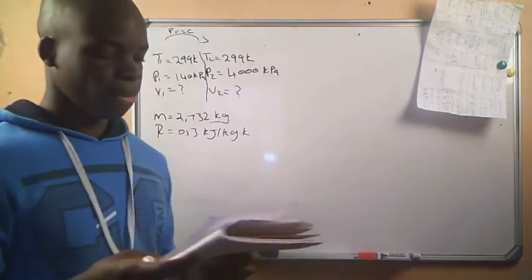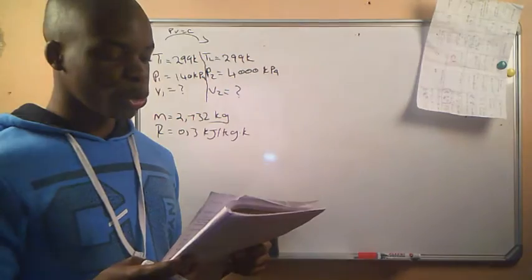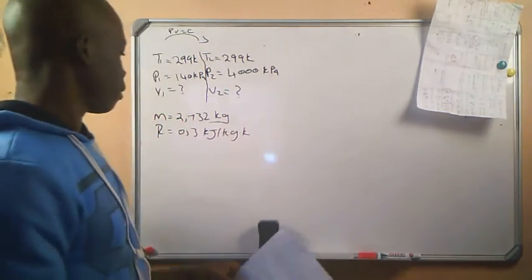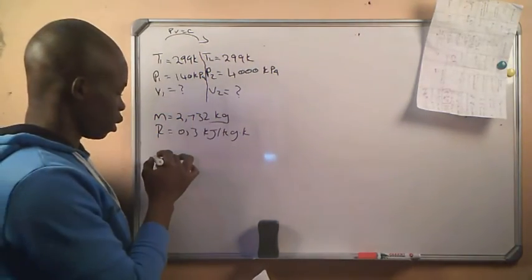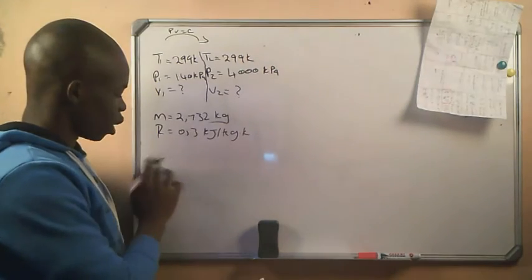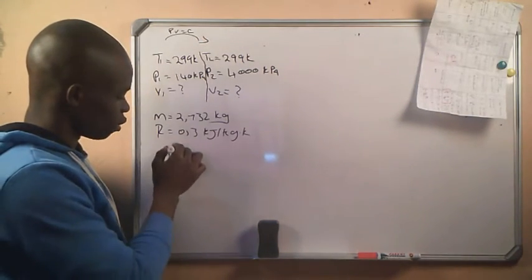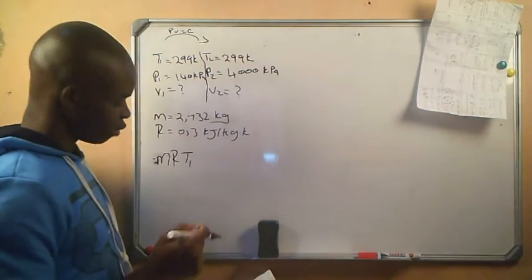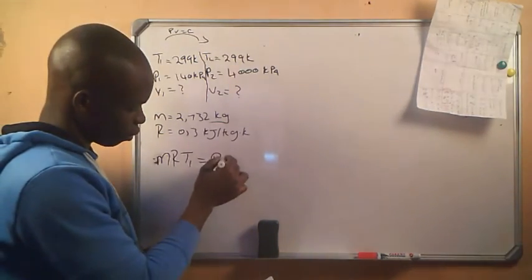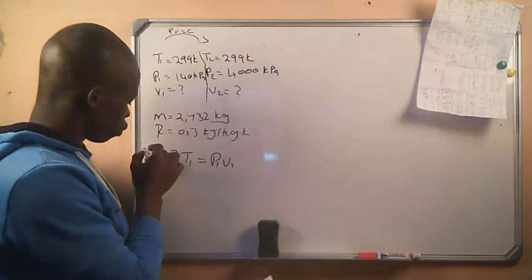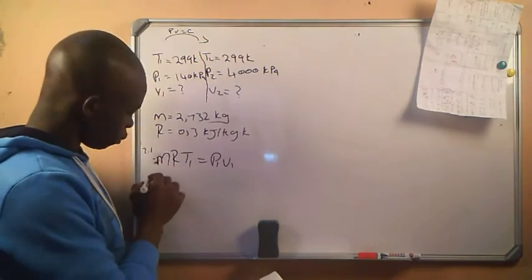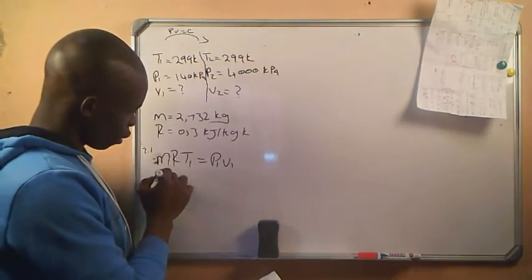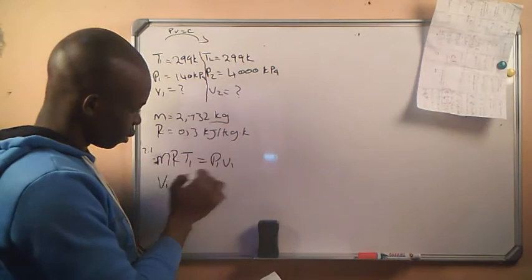First question. Calculate the volume before compression. The volume before compression, that is our V1. We can get V1 using this formula, MRT1, because we are calculating V1, equals P1 V1. This is our 2.1. And then we make V1 the subject of the formula first.